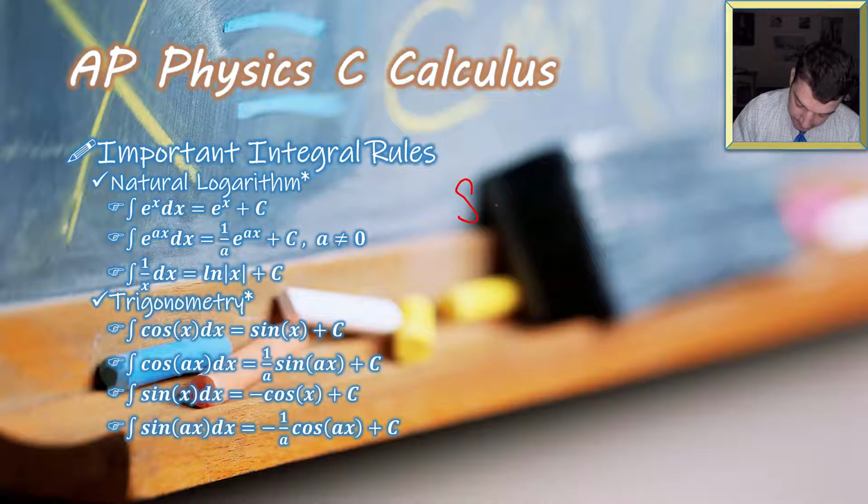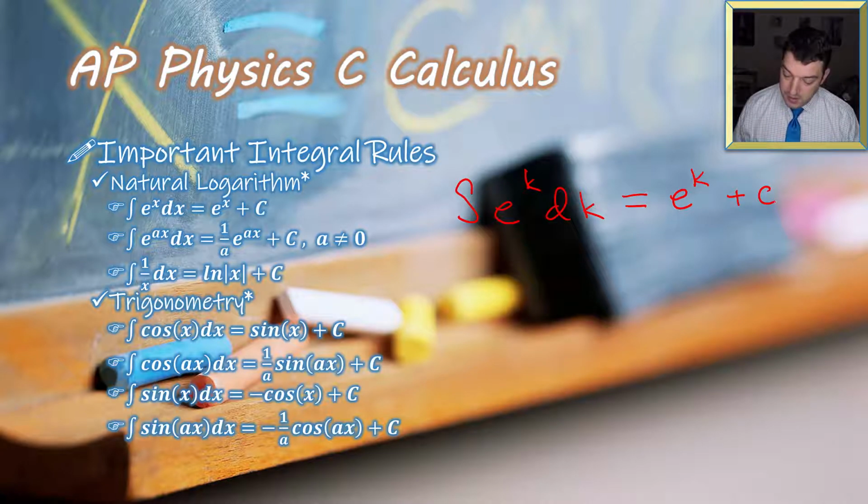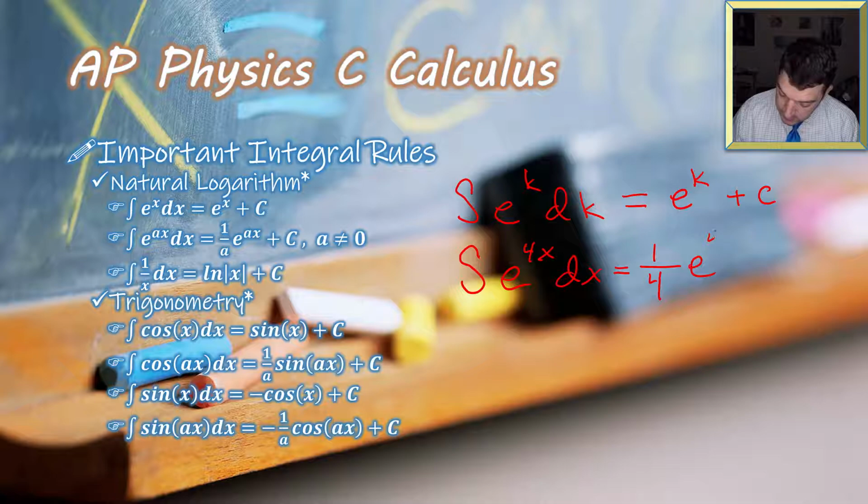Let's integrate e to the k in terms of k. Integrating e to the k in terms of k gives us back e to the k, but because it's a whole family of antiderivatives, we have to include that constant at this time. When we're looking at integrating e to a constant times a variable in terms of that variable, we have 1 over that constant times e to the variable times the constant, and again because it's an entire family of antiderivatives, plus the constant.